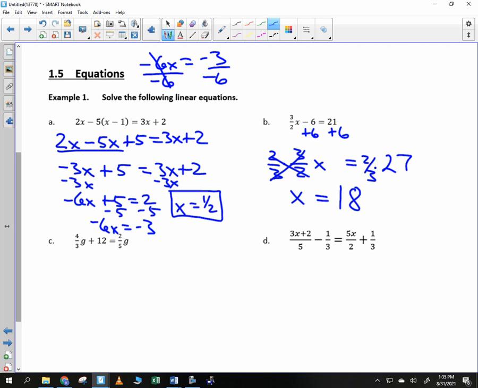Very good. Wait, okay, how did you get that? 27 divided by 3 is 9. Times 2 is 18. You divide by the denominator, multiply by the numerator. Divide by the denominator. Yep.